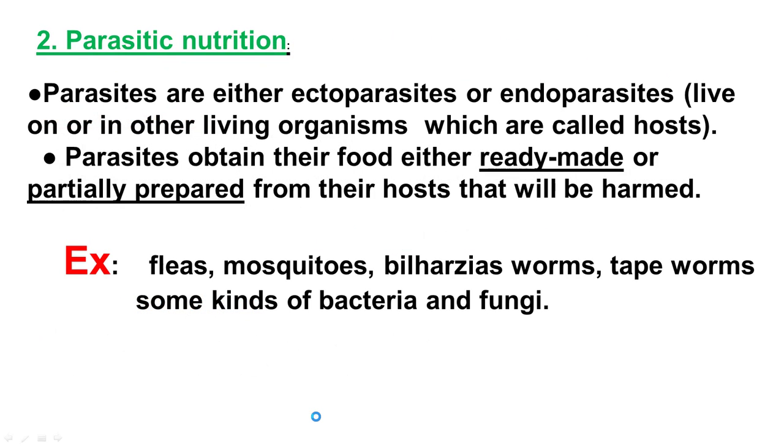Parasitic nutrition: meaning of parasites. Parasites may be ecto or endoparasites, living outside or inside the living organism and causing harm. The body that they live in or on is named the host. Parasites obtain their food either ready or partially prepared from their host. So they suck or get food from hosts and cause harm. Examples: fleas, mosquitoes, bilharzia, worms, tapeworms, some kinds of bacteria and fungi. All of those are parasitic.